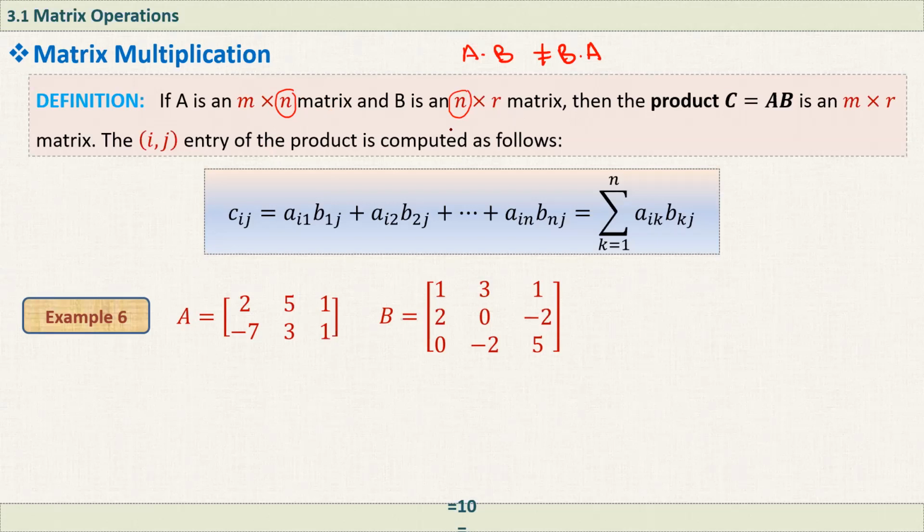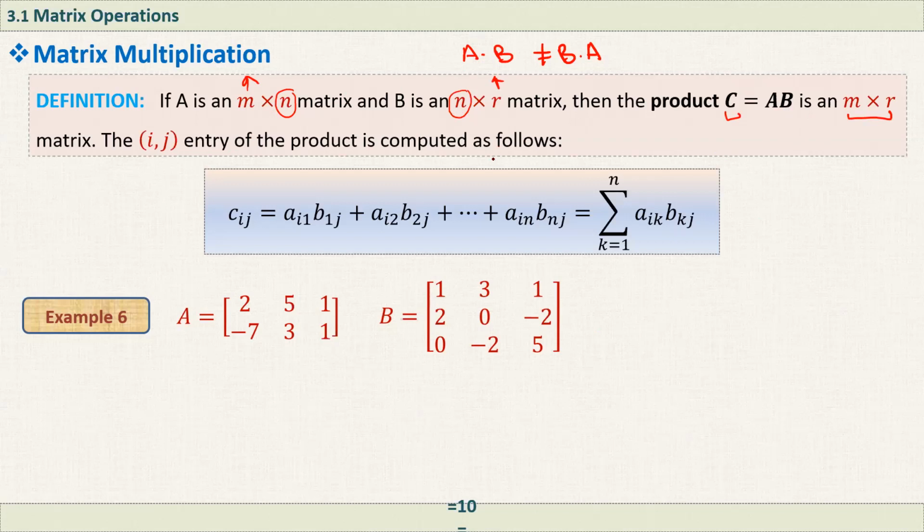We cannot multiply. To be able to multiply matrices, let's say A times B, the number of columns of the first matrix must be equal to the number of rows of the second matrix. Then we can multiply them. And so the product C, which is equal to A times B, will be of this size: M by R. It will be an M by R matrix.